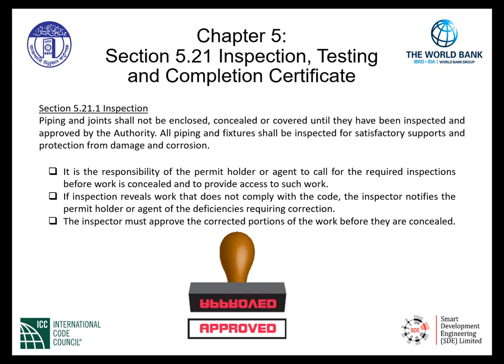If your inspection reveals that the work does not comply with the code or what the authority has approved, the inspector notifies the permit holder or the agent of the deficiencies requiring correction. Upon making the deficiencies whole again, the inspector must approve the corrected portions of the work before they are concealed. In other words, the inspectors must come back and verify that corrections have been made before concealment of the piping.